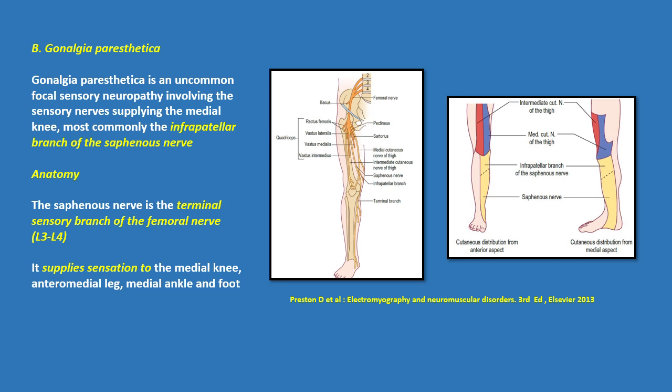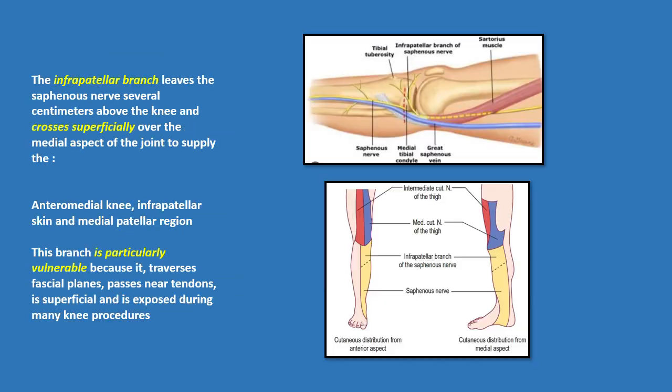Anatomy: the saphenous nerve is the terminal sensory branch of the femoral nerve derived from L3-L4. It supplies sensation to the medial knee, anteromedial leg, and medial ankle and foot. The infrapatellar branch leaves the saphenous nerve several centimeters above the knee and crosses superficially over the medial aspect of the joint to supply the anteromedial knee, the infrapatellar skin, and the medial patellar region, as is shown in the figures. The branch is particularly vulnerable because it traverses fascial planes, passes near tendons, is superficial, and is exposed during many knee procedures.